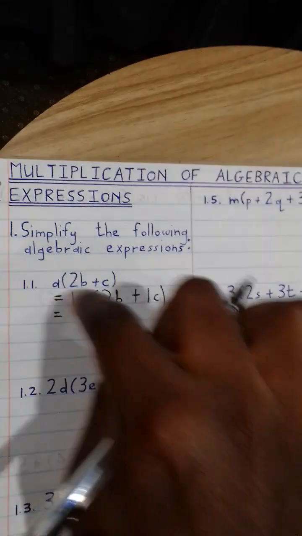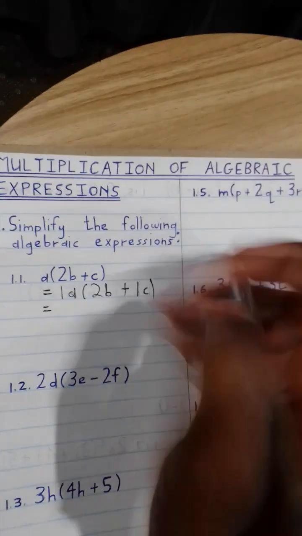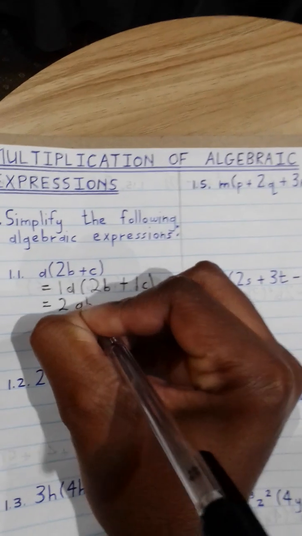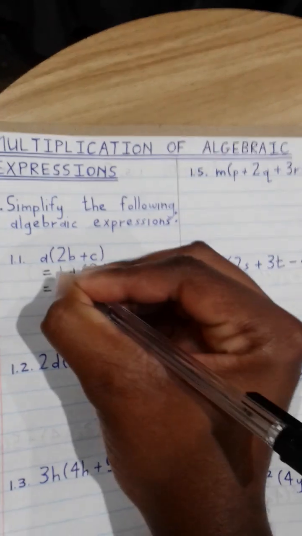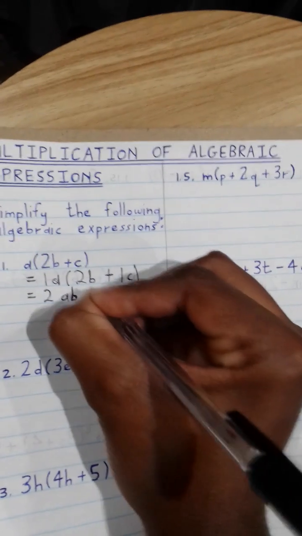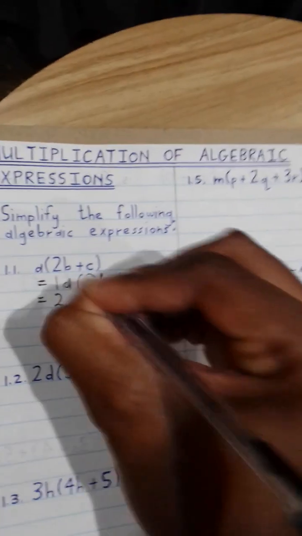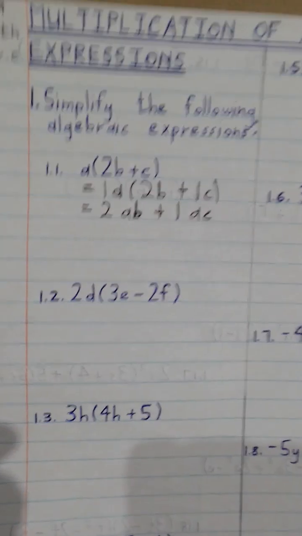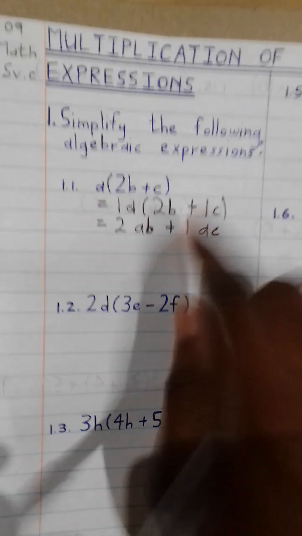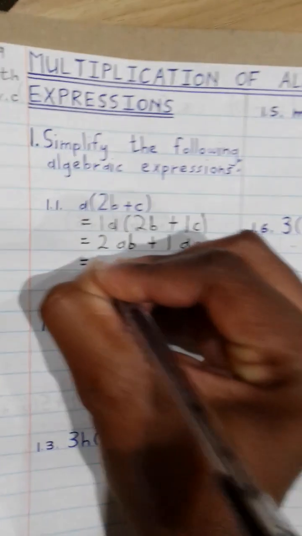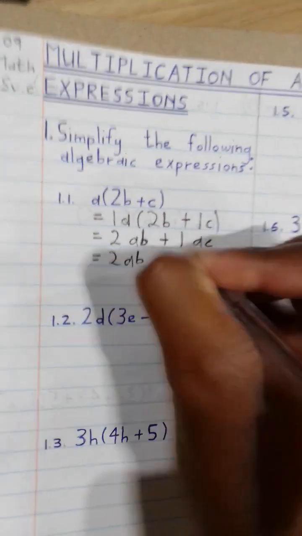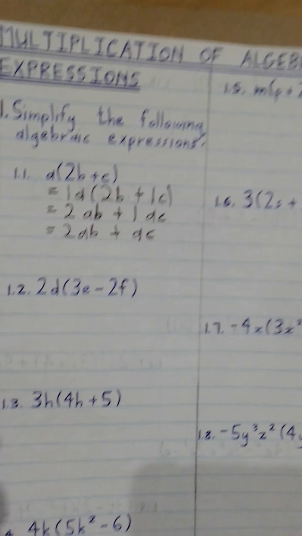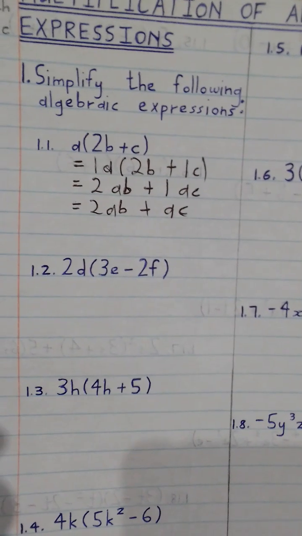So we distribute 1A times 2B. 1 times 2 is 2. A times B is AB. Positive times positive is positive. 1 times 1 is 1. A times C is AC. And then remember, if the coefficient is 1, we don't write it in the final answer. So the final answer is 2AB plus AC. I hope that makes sense, and I hope that is clear.